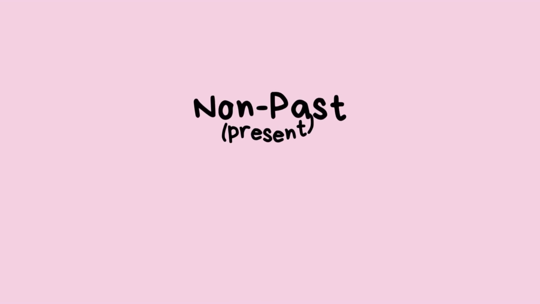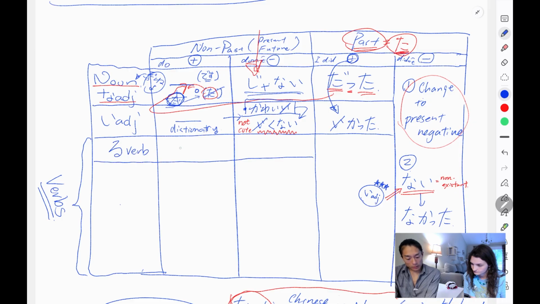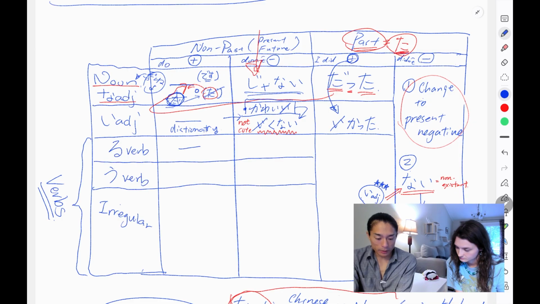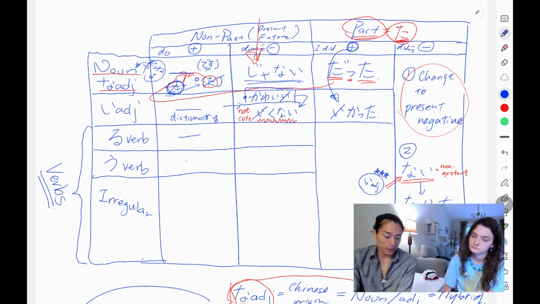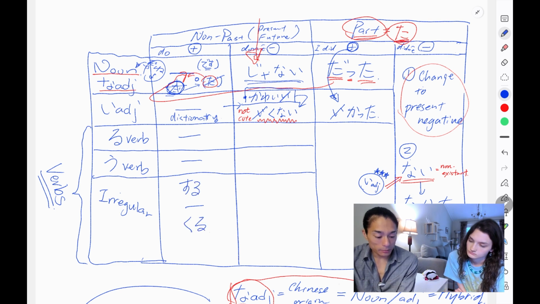Back to the conjugation chart. Ru verb is the easiest. All the verbs, just like other words, the present positive is just dictionary form, so you don't need to change it. Just suru and just kuru, as it is. So, present negative.